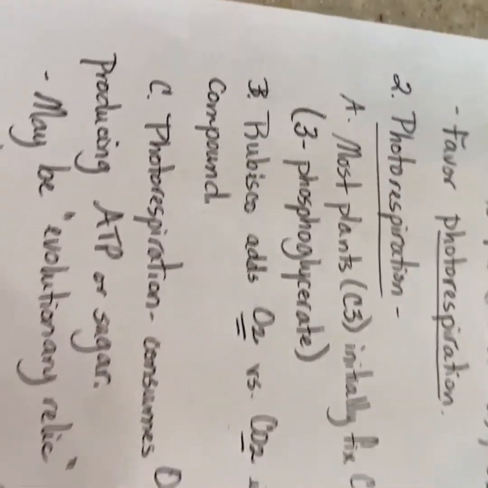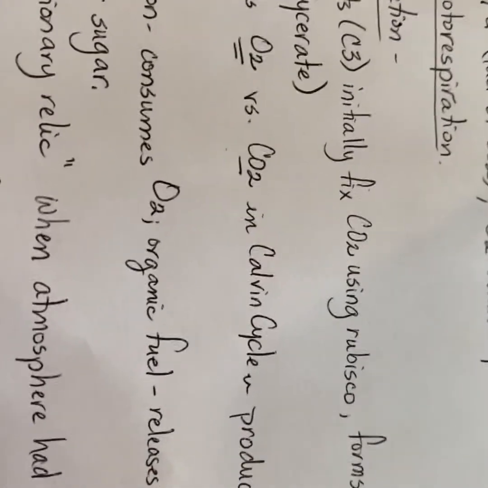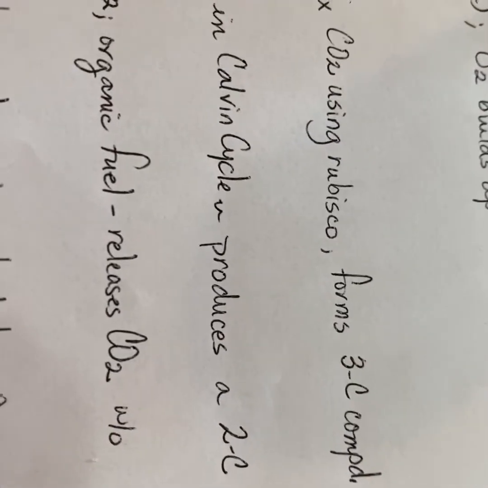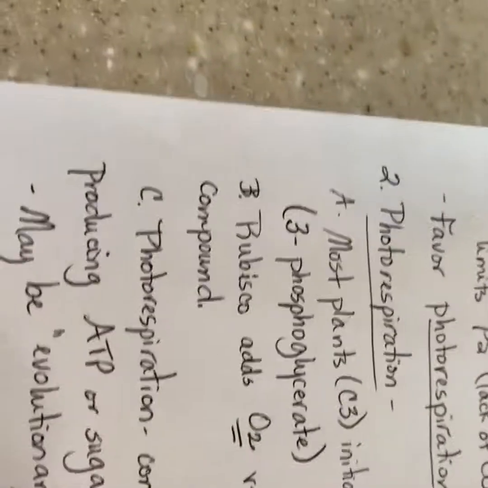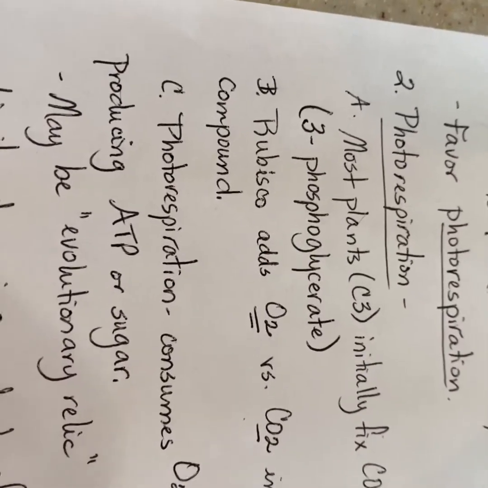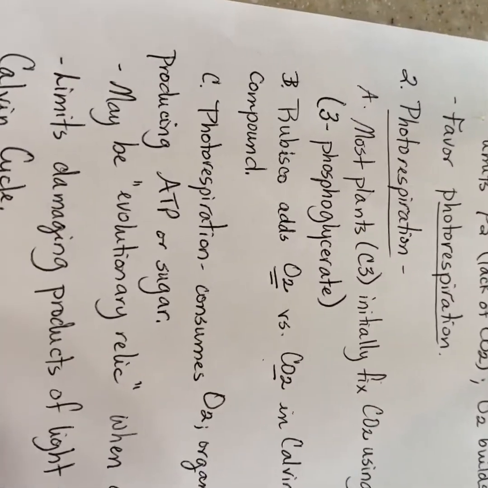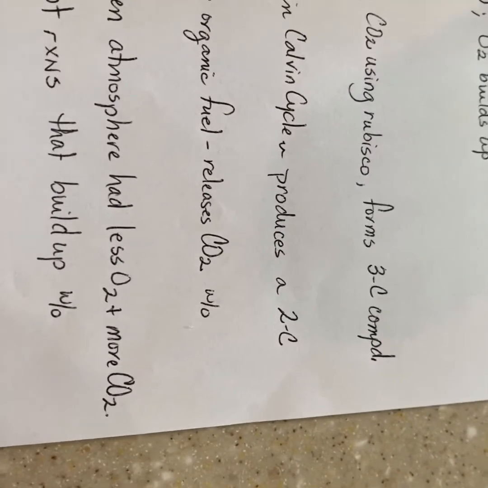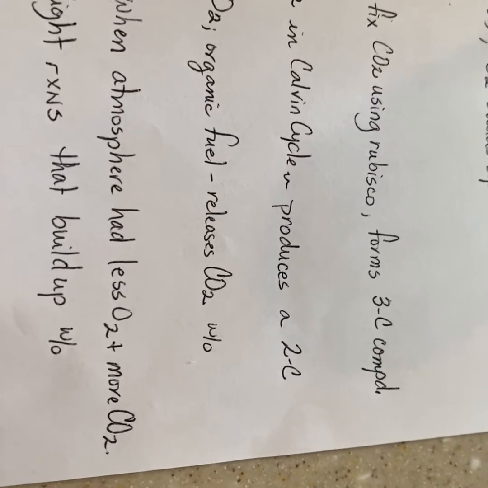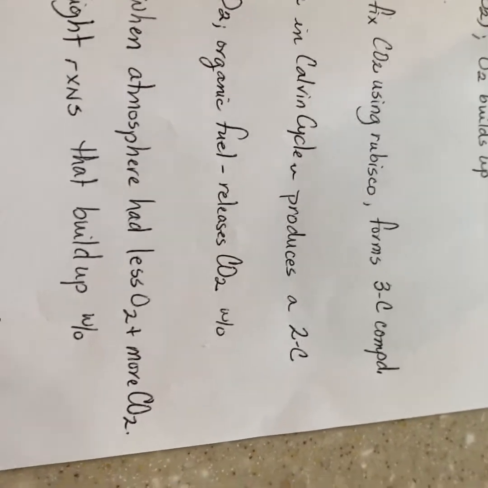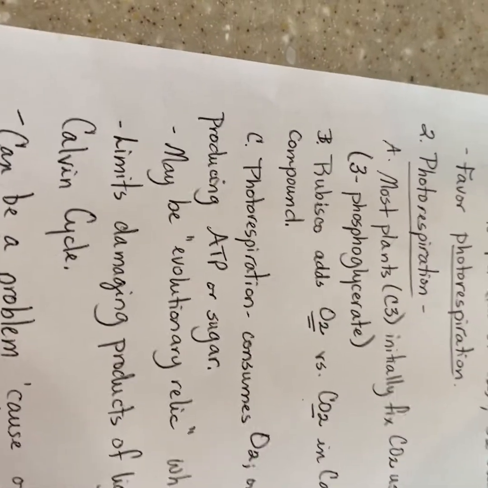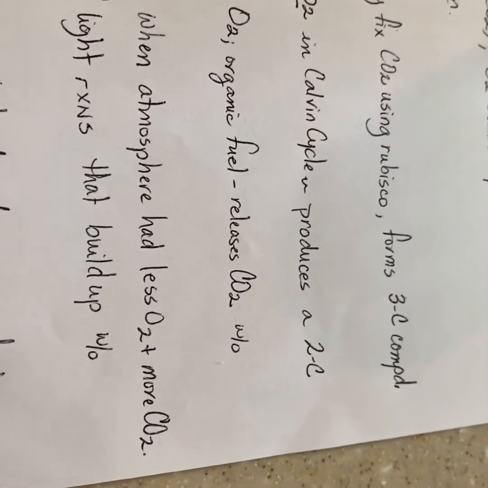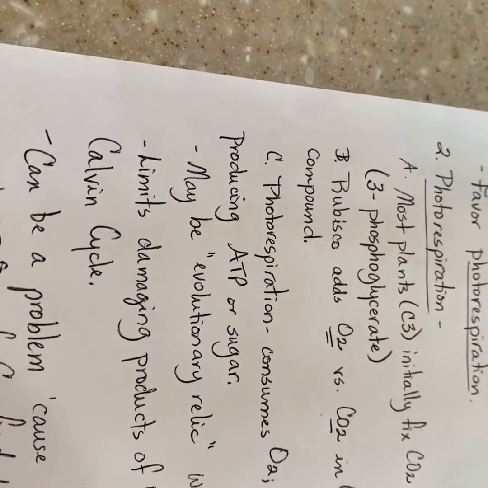Now, in photorespiration, it consumes oxygen and organic fuel and releases carbon dioxide, but here's the problem. It does not produce ATP or sugar. We think it's an evolutionary relic from when the atmosphere had much more CO2 and not as much O2, and the competition between the two for Rubisco wasn't as big a deal. One of the things that it does, though, is limit the damaging products of the light reactions that can build up if you are not doing the Calvin cycle.